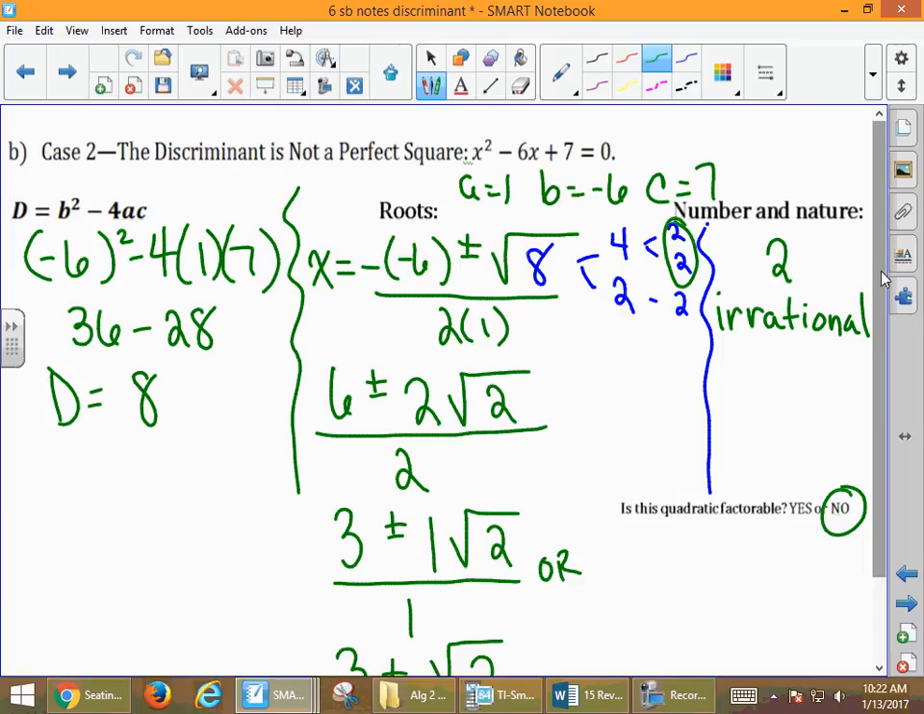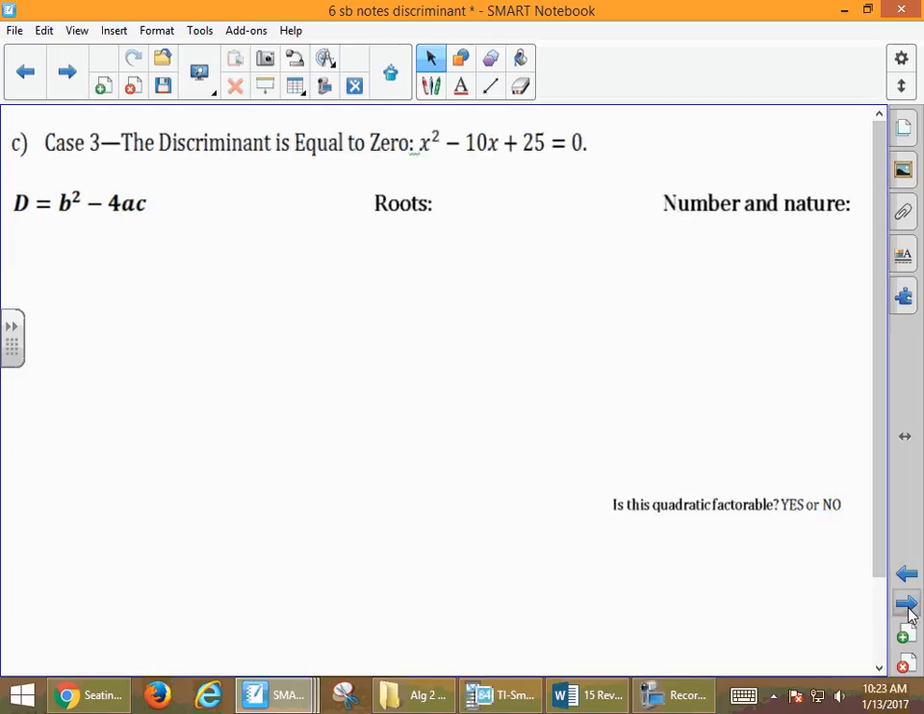Irrationals cannot be written as a fraction. They're a non-repeating, non-terminating decimal. They're the big long decimals on your calculator. So we've talked about the discriminant as a perfect square. Talked about now the discriminant is not a perfect square. Third situation is what happens when the discriminant equals 0.